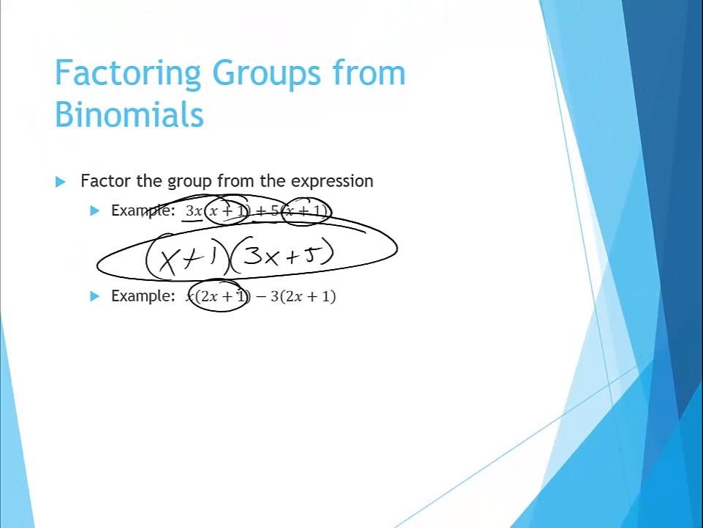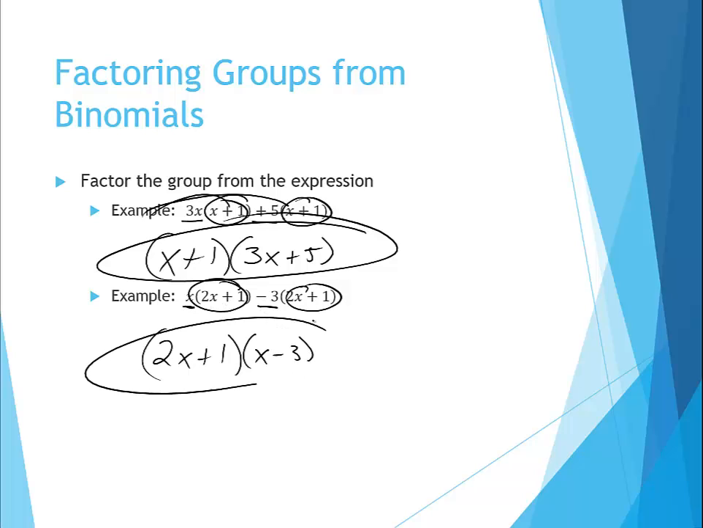For this one, we have 2x plus 1, 2x plus 1. So that goes on the left side. On the right side, whatever's left, which is x minus 3. And that's it.